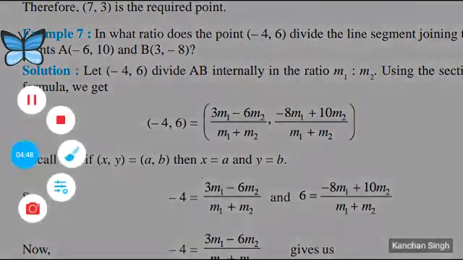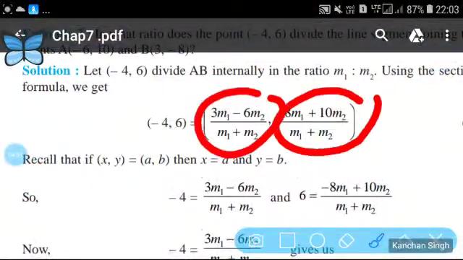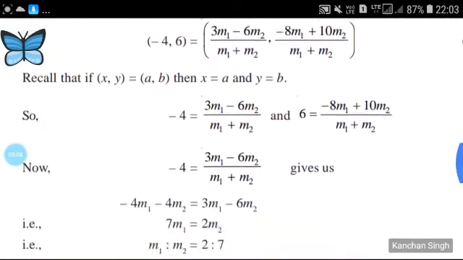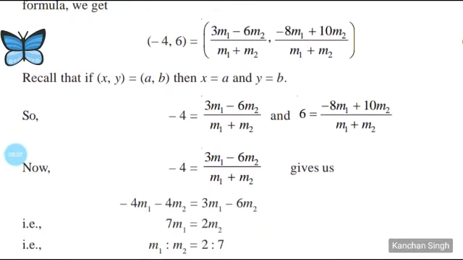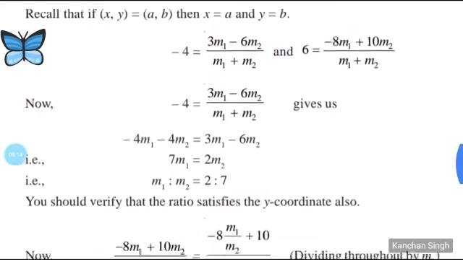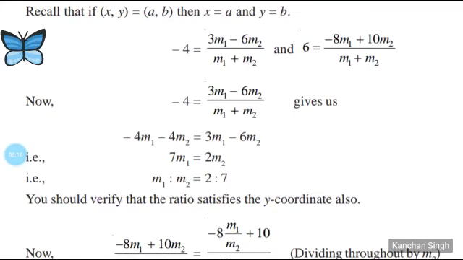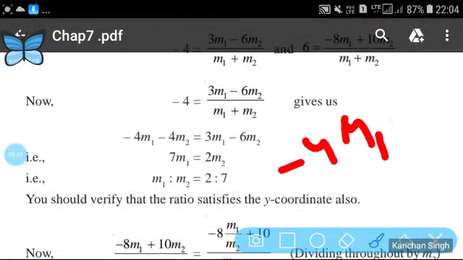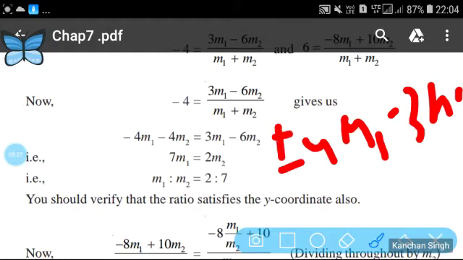Now this part is our x part and this part is our y part. Let us compare this x part with -4. So (3m1 minus 6m2) by (m1 plus m2) is equal to -4. So -4m1 minus 4m2 is equal to 3m1 minus 6m2. Bring m1 to this side: -4m1 and -3m1, and the m2 term goes to the other side, becoming plus 4m2. So this becomes 7m1 equals 2m2, and m1 is to m2 is 2 is to 7.